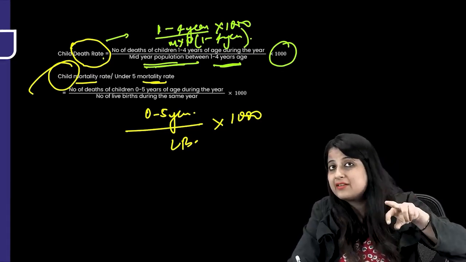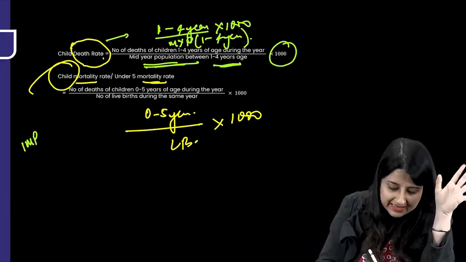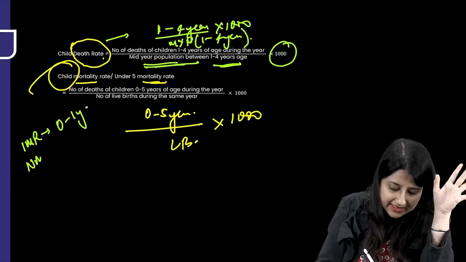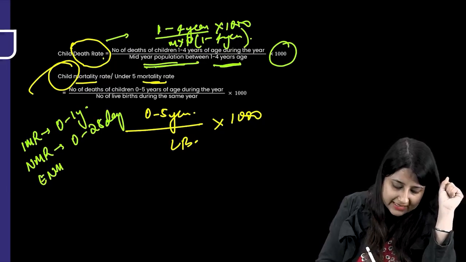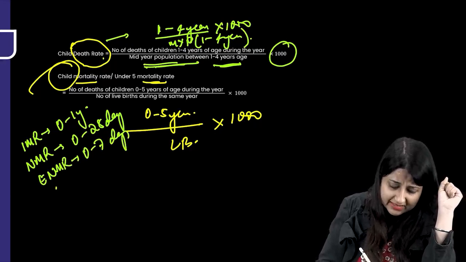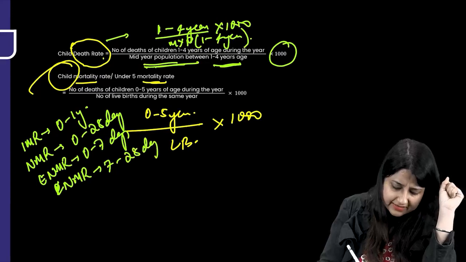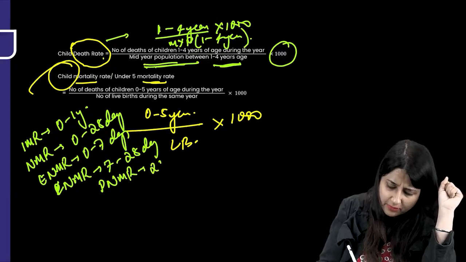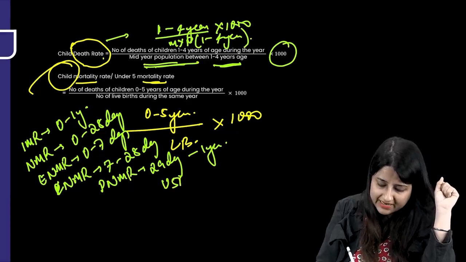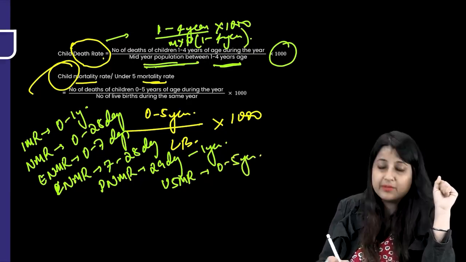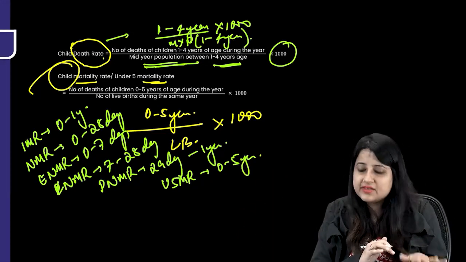What did you see? That in pediatrics everywhere the multiplier is 1000, and the denominator so far is live births. Okay, in infant mortality rate, death is 0 to 1 year. In neonatal mortality rate, death is 0 to 28 days. Early neonatal mortality rate is 0 to 7 days. Late neonatal mortality rate, everybody, is 7 to 28 days. Post neonatal mortality rate is from 29 days till 1 year. Okay, and under 5 mortality rate, if I ask you, under 5 is child mortality, so 0 to 5 years. But everywhere multiplier 1000, denominator live birth. Only for death rate the denominator is mid-year population.